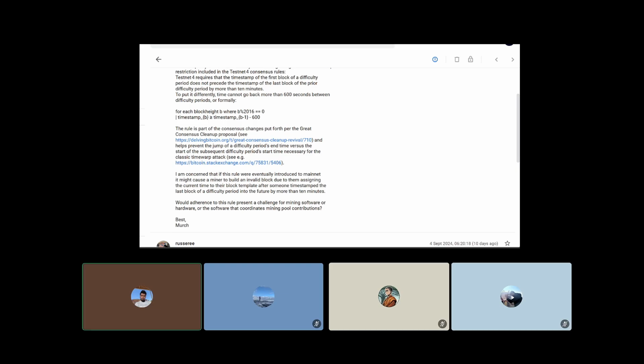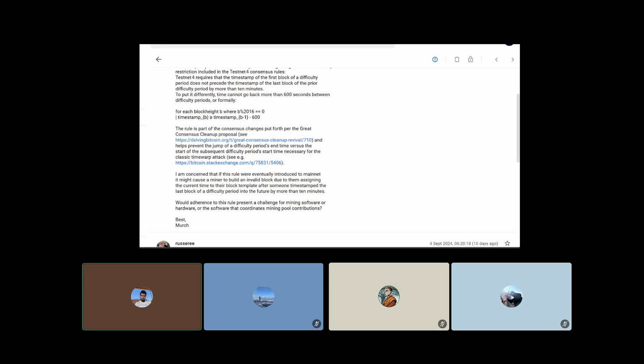We covered this in detail in the last to last Optech newsletter. I think it was 316, if I'm not wrong, where we talked about a time warp attack, and we talked about how testnet 4 mitigates that time warp attack. That was by ensuring that the first block in a difficulty adjustment period cannot have a timestamp less than 600 seconds, or 10 minutes, as compared to the timestamp of the last block in the previous difficulty adjustment period. So if the final block in a difficulty adjustment period, that is block number 2016, has time n, then block 2017, which is the first block of the subsequent difficulty adjustment period, cannot be less than n minus 600 seconds.